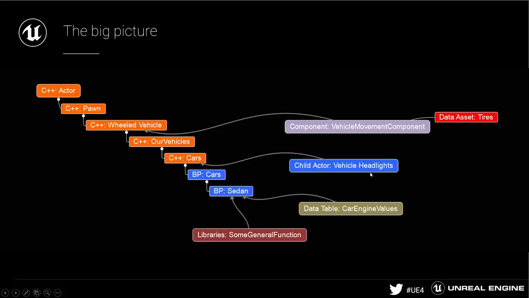The headlights should probably be a child actor, perhaps, because it's a set of different components together that's going to be used across different vehicles. Car engine values might be a data table, so you can easily tweak that stuff. There probably are some general libraries in use somewhere in there. The vehicle movement component is a standard component. There's a data asset for the tires, that's also a standard part of the engine. But this kind of gives you the idea. Build up that architecture.